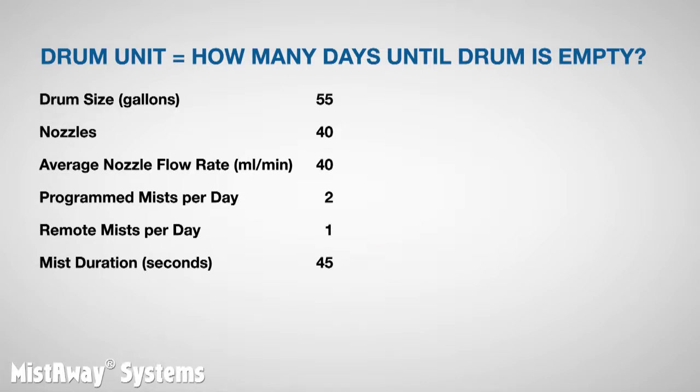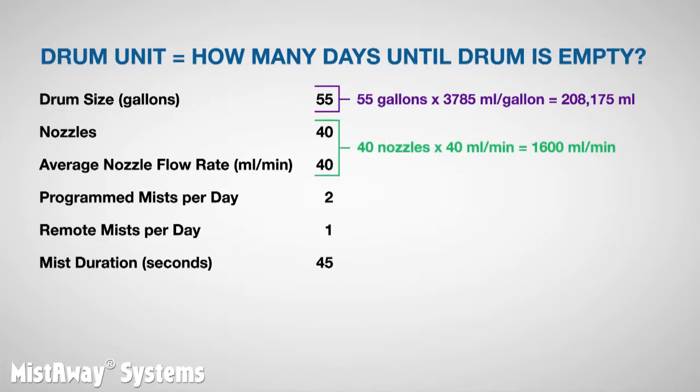So let's answer the question, how many days until the drum is empty? In order to make the calculations make sense, we first need to convert 55 gallons into milliliters. That's about 208,175 milliliters in the drum. Now we'll calculate how many milliliters are misted for each minute the unit runs. We multiply 40 nozzles by 40 milliliters per minute to get 1,600 milliliters per minute of misting.